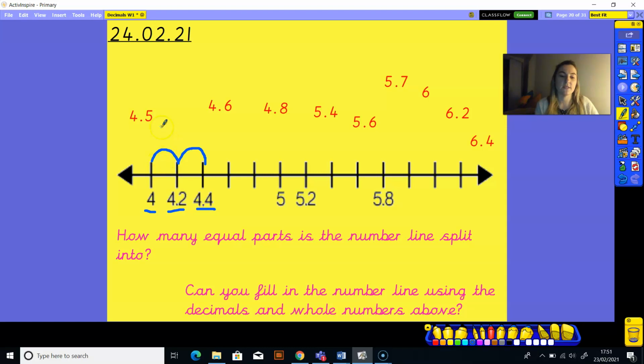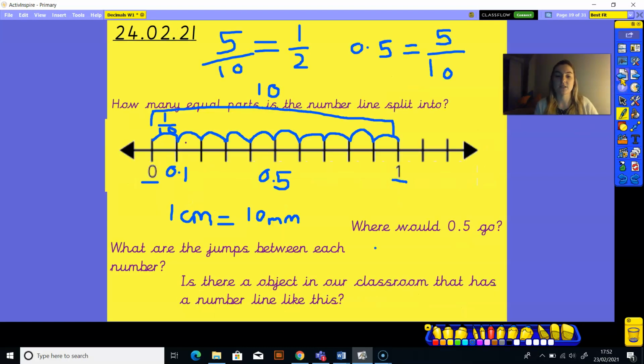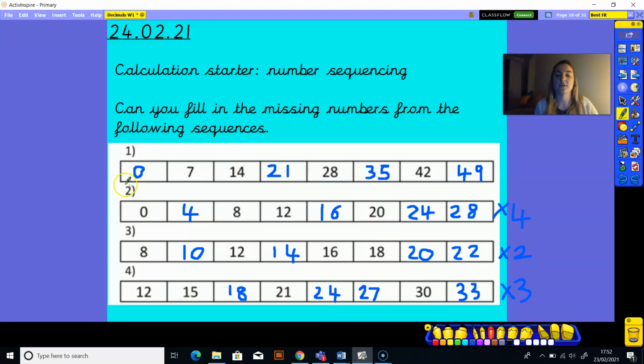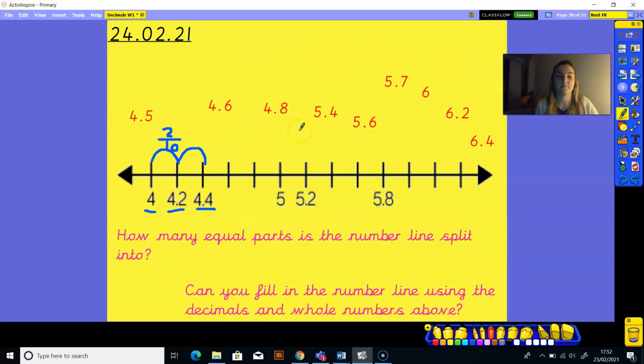So each of these parts, we're adding on 2/10 instead of 1. So when we have number lines and when we're ascending, we can ascend in many different ways. So just like with our calculation starter, when we do number sequences, we can jump up in many different ways. Number lines are the same.